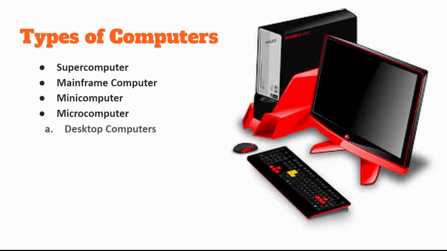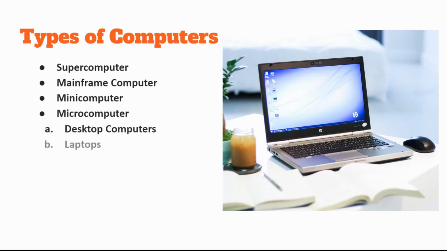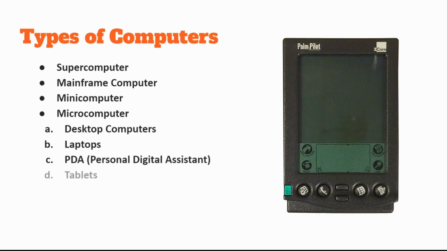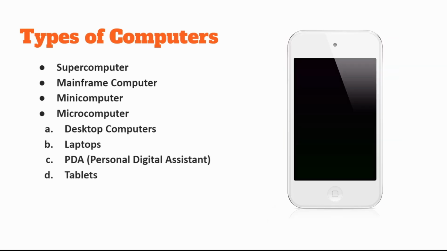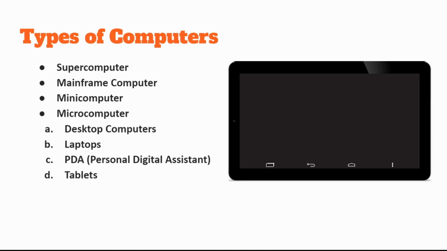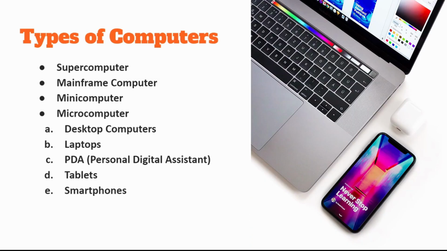Under that are the desktop computers, the ones on our study table, in the offices. Those are the desktop computers. A microcomputer is a smaller guy. It can also be carried, like the laptops. Those are considered microcomputers. And then there are the PDA, personal digital assistant, and the tablet, the iPad, in which there is no keyboard, and there's a touch screen that you use. And the last one is the smartphone. Smartphones are very handy. You can put them in your pocket.